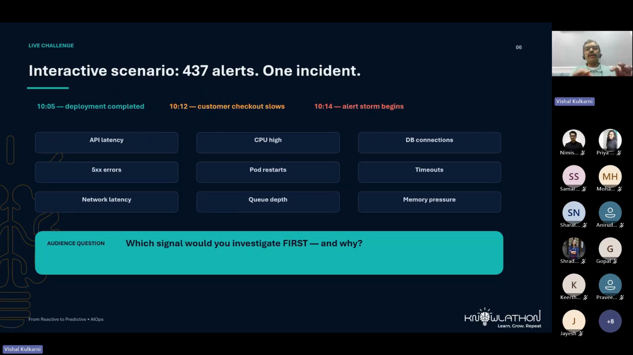But if I give you this particular scenario, 437 alerts generated for one single incident, what do you think? Which signal would you investigate first, and what could be the reason? Those signals are probably API latency, CPU high, or these nine options, which you need to select from. What do you think could be the first investigation point for you?